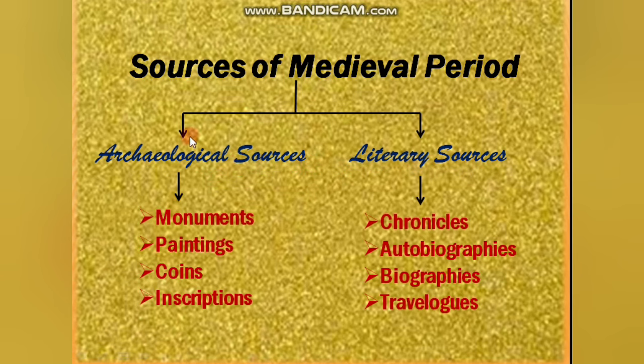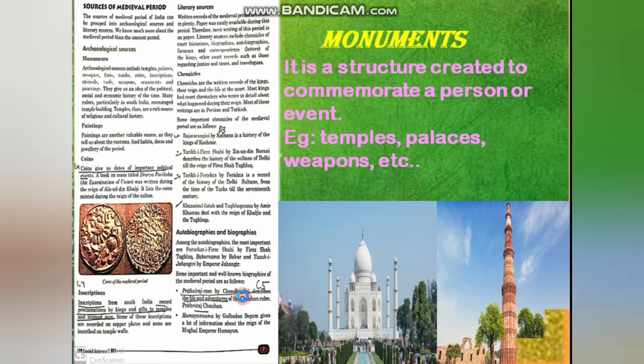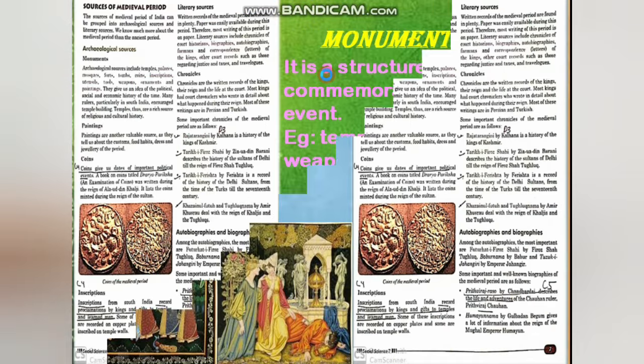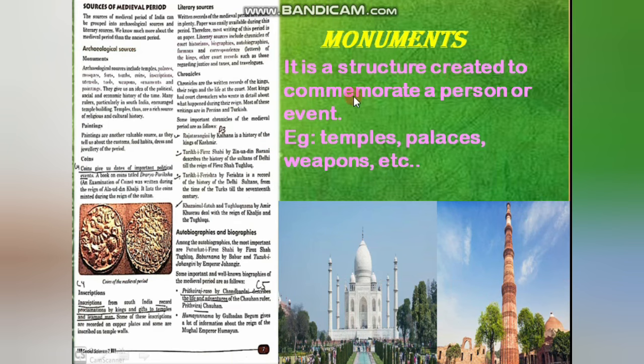First, we can discuss about the archaeological sources. They are the monuments, paintings, coins, and inscriptions. First, monuments. Do you know what is a monument? A monument is a type of structure that was explicitly created to commemorate a person or event. They comprise of temples, palaces, mosques, forts, etc. For example, Red Fort, Taj Mahal, Qutb Minar, Charminar, etc.